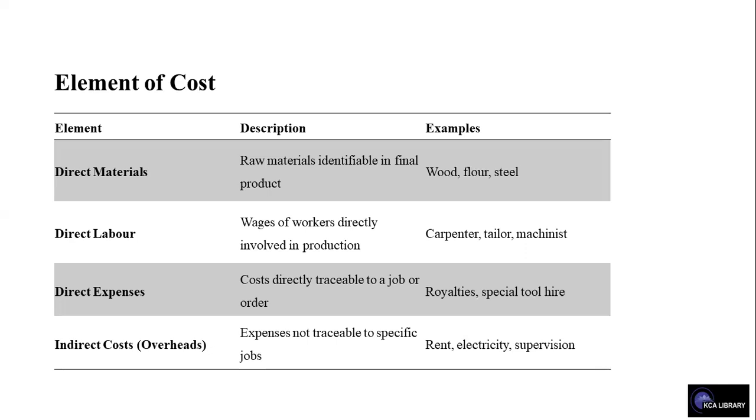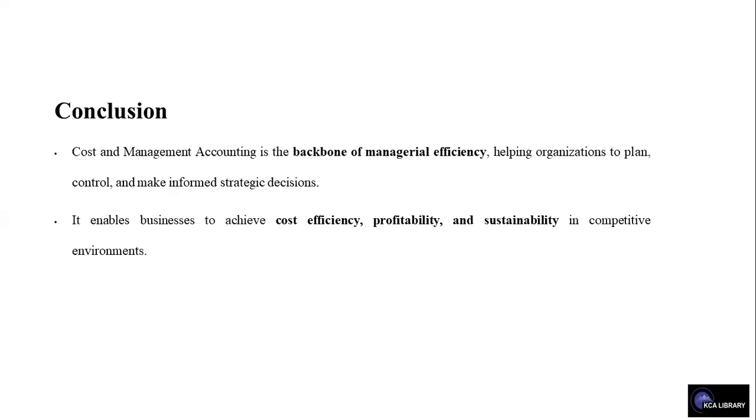And the last is the indirect costs, talking about the overhead. And these are expenses not traceable to a specific job, and these include rent, electricity, supervision. They cannot be traced to a particular job.